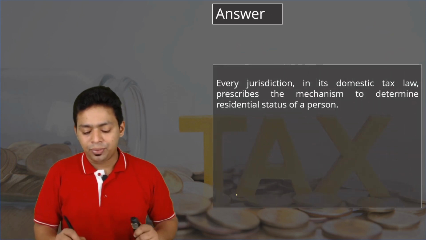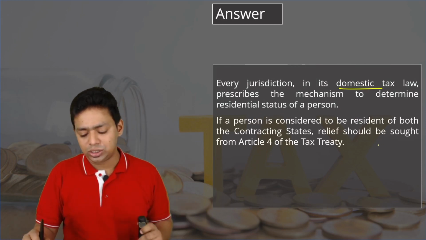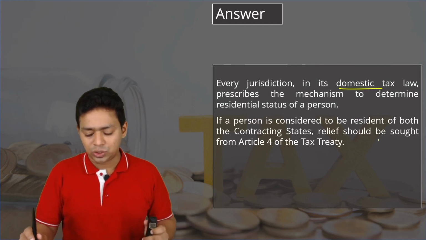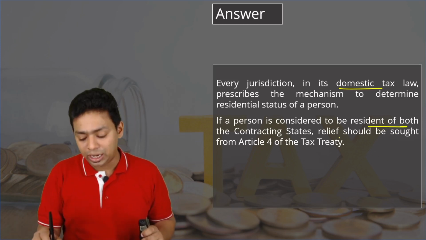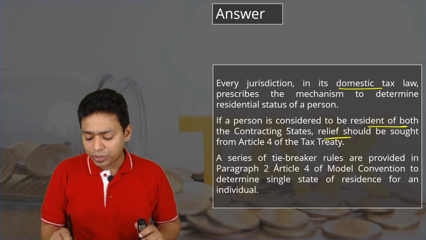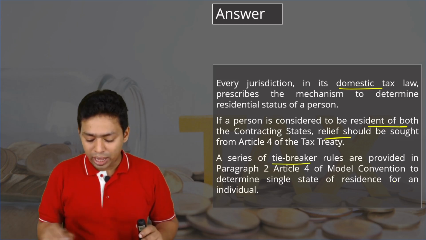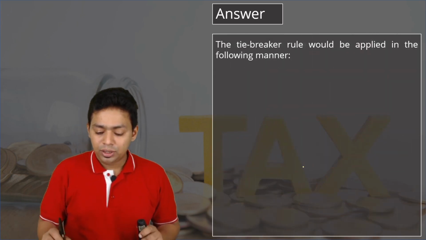So you need to tell them every jurisdiction's domestic tax law prescribes the mechanism for residential status. A lot of discussion is written here. If a person is considered a resident of both the contracting states, then relief will be sought in Article 4. The series of tiebreaker rules is provided in para 2, and that has to be followed in a sequential manner.